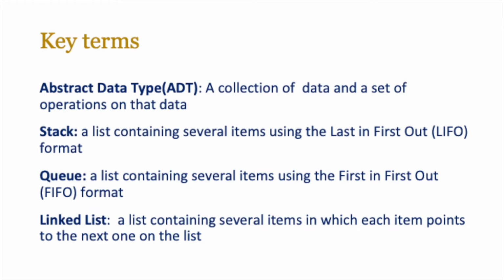A queue is another one. A queue is a list containing several items using the first in, first out approach. That means the first brick that goes in is the one that will come out. And the final one is a linked list, which is a list containing several items in which each item points to the next one on the list. We'll talk more about linked lists in due course. For now, just pause the video and get these definitions down somewhere.